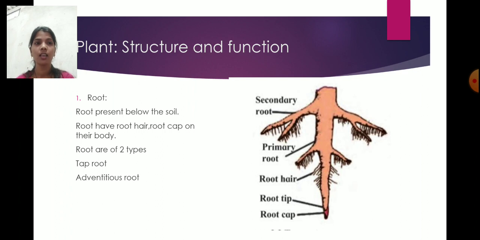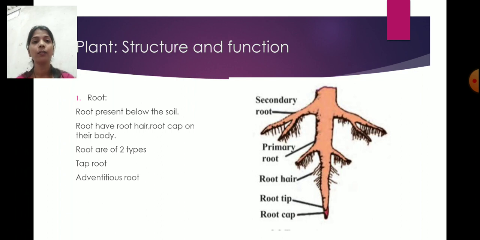If we see the root structure, many hair-like structures are present, which are called root hairs. On the tip of the root, a cap-like structure is present, which is called the root cap, and this root cap helps protect the root from injuries. The root performs an important function in the plant, that is, it absorbs water and minerals from the soil.